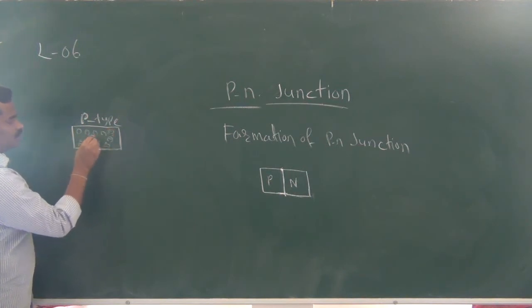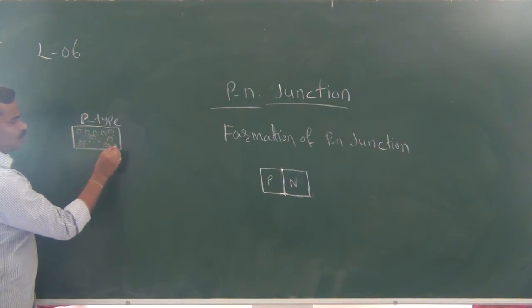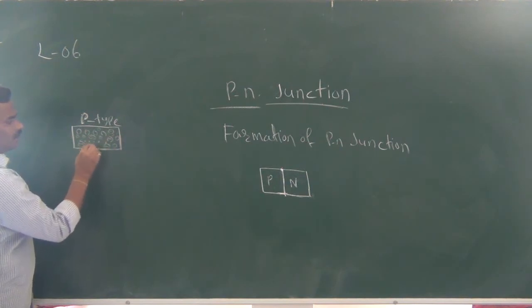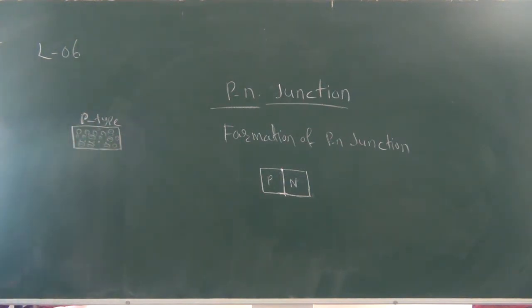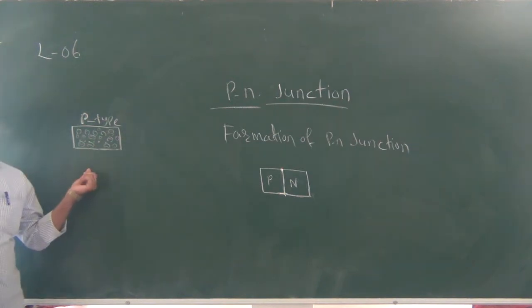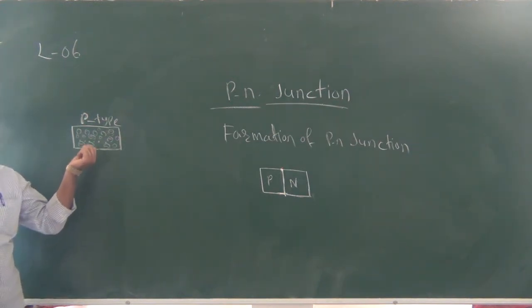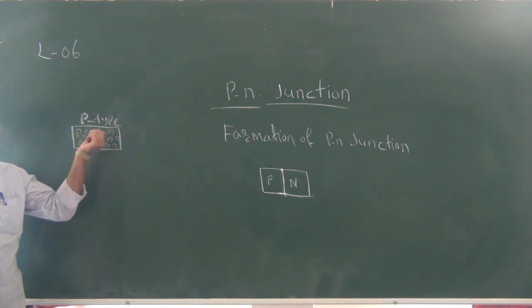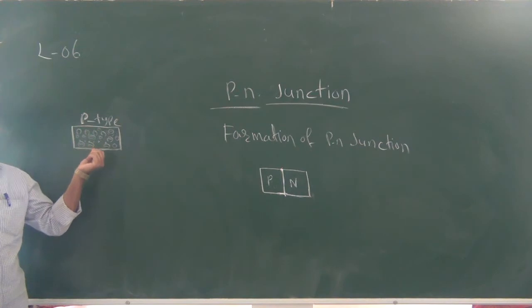No doubt, we have the holes as majority carriers, and also electrons, and also we have the negative immobile ions. As I said, the added impurity in a p-type semiconductor is boron or aluminum. That added impurity acts as a negative ion. It means inside the p-type semiconductor we have holes as majority carriers and electrons as minority carriers, and also negative ions. They are called immobile ions.